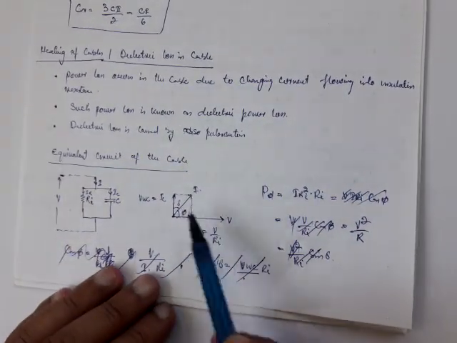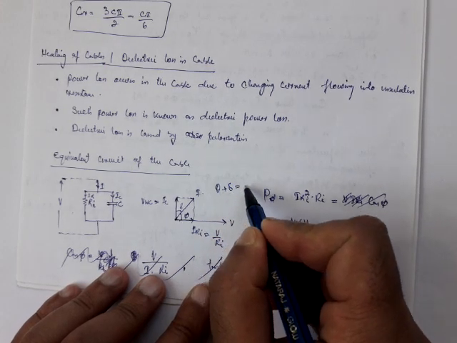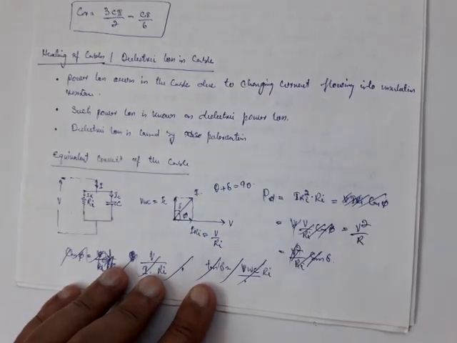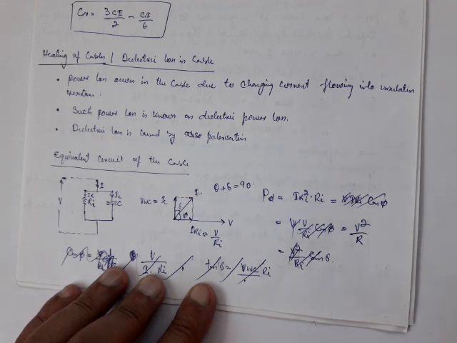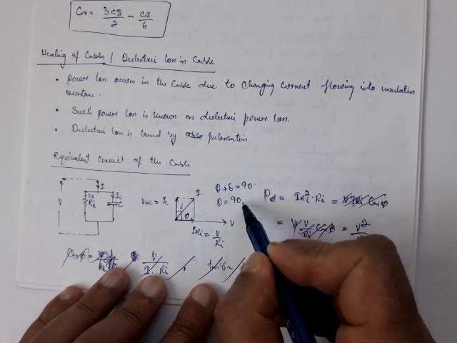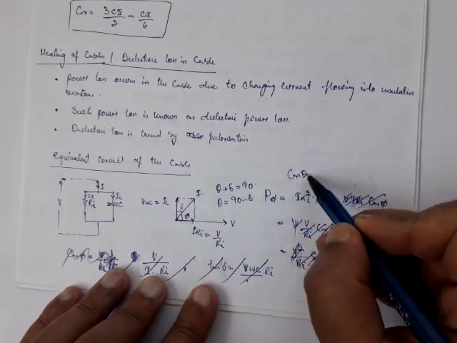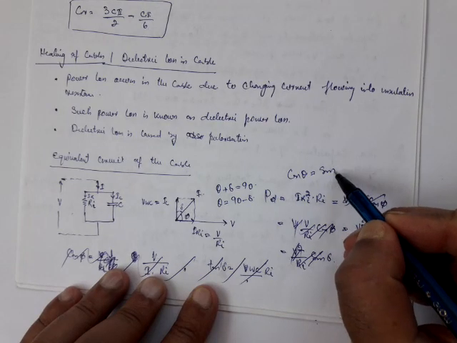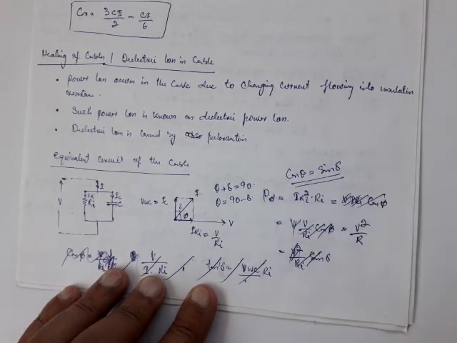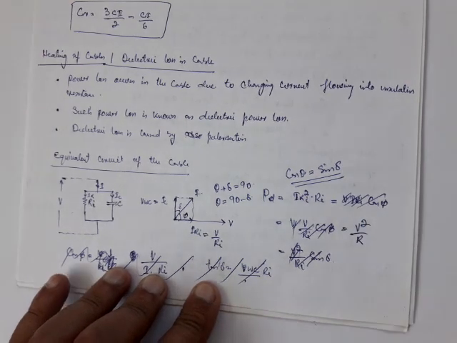One more important thing is that you can see it from here. This theta plus delta will be equal to 90 degrees. So theta will be equal to 90 minus delta, or cos theta, that is the power factor, will be equal to sine of delta. So here the power loss will be proportional to sine of delta as well.